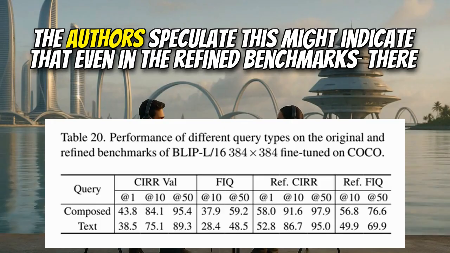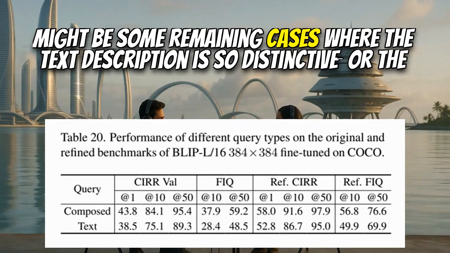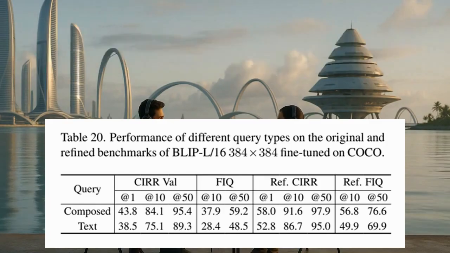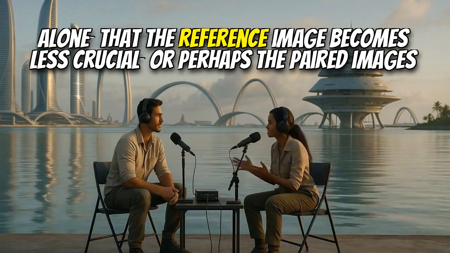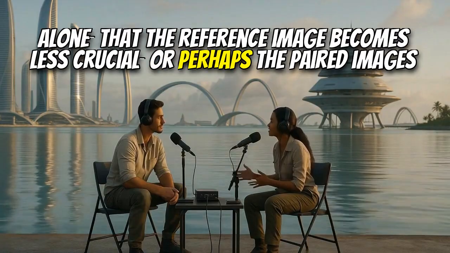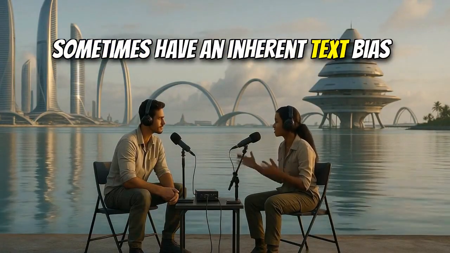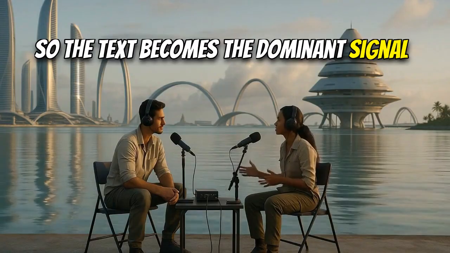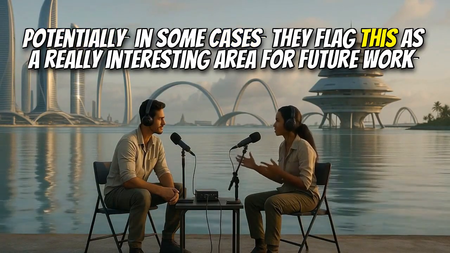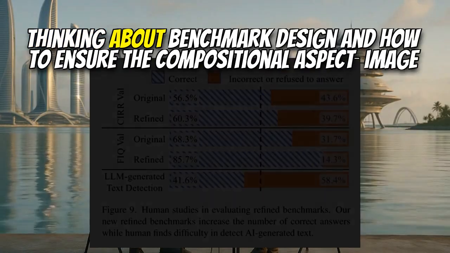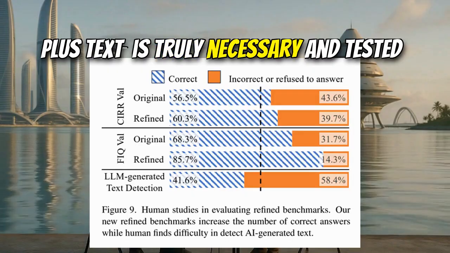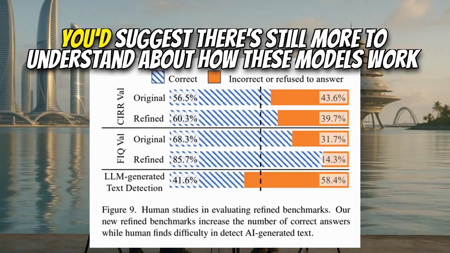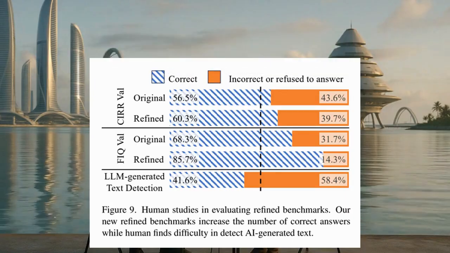It does. The authors speculate this might indicate that even in the refined benchmarks, there might be some remaining cases where the text description is so distinctive, or the visual difference between the target and negatives is so clear based on the text alone, that the reference image becomes less crucial. Or perhaps the paired images sometimes have an inherent text bias. So the text becomes the dominant signal. Potentially, in some cases. They flag this as a really interesting area for future work, thinking about benchmark design and how to ensure the compositional aspect, image plus text, is truly necessary and tested. Fascinating. It suggests there's still more to understand about how these models work and how we evaluate them.